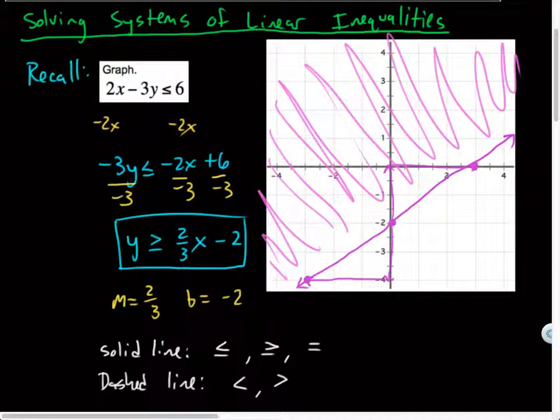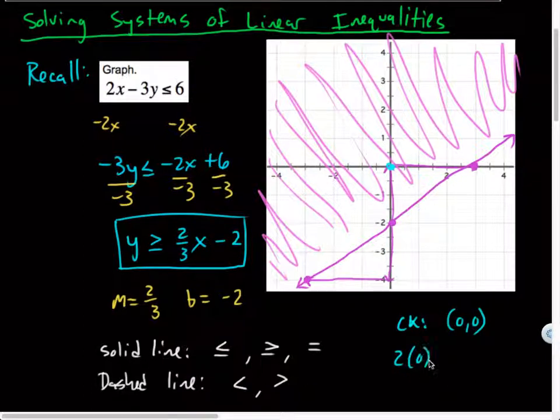Which, if I wanted to do a check, we could pick any old point in this region. The easiest one to do would be 0, 0. So let's just do a quick little check. Why not, shall we? Let's check 0, 0. I'm expecting this to be true.